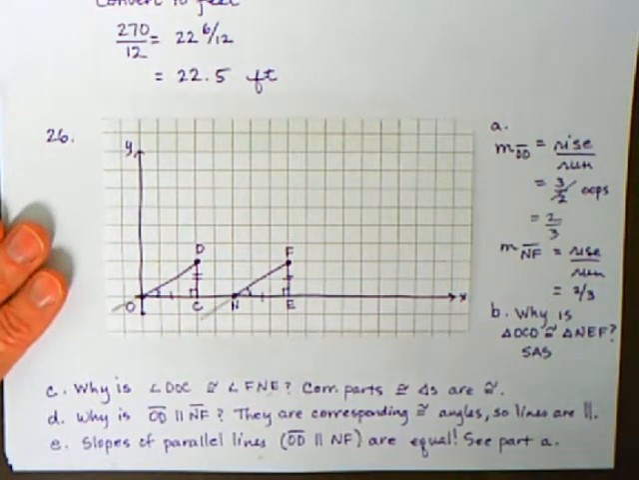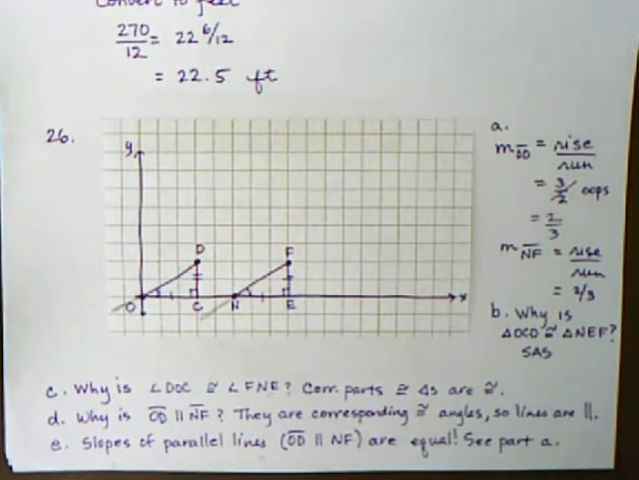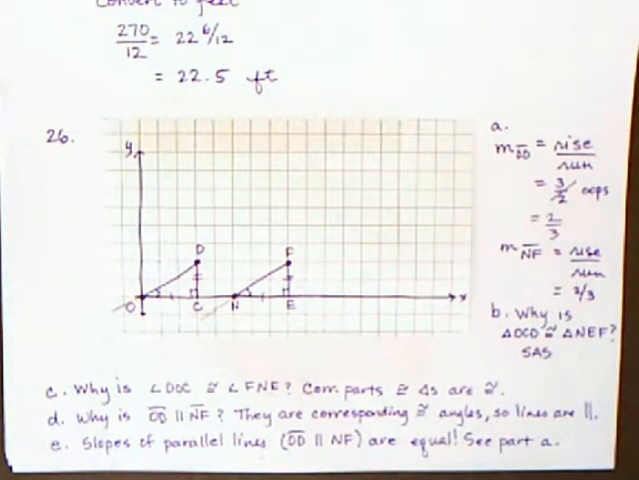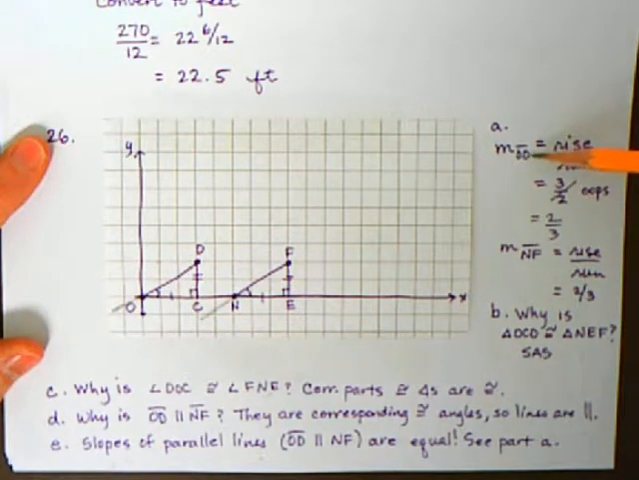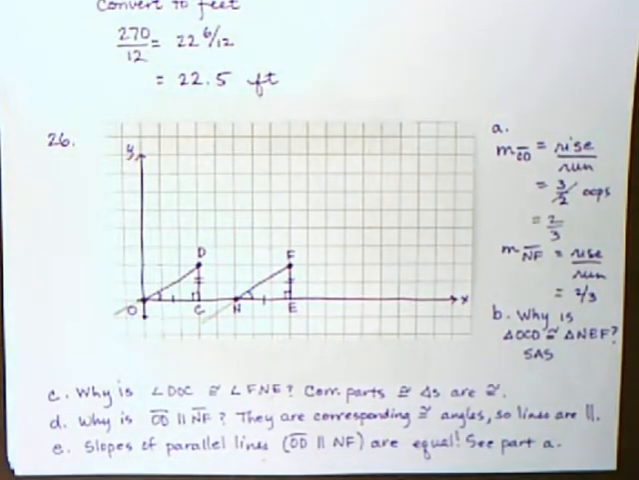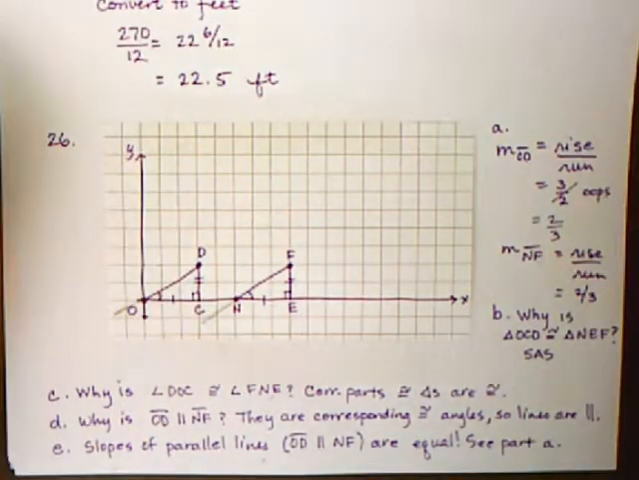Okay, then the last question is, for part E, what do you think is true about the slopes of parallel lines? What we notice is in part A we said that the slope of OD was 2/3 and the slope of segment NF was 2/3, and the slopes of parallel lines are equal. Okay, so that actually is a really good segue into 13.3.